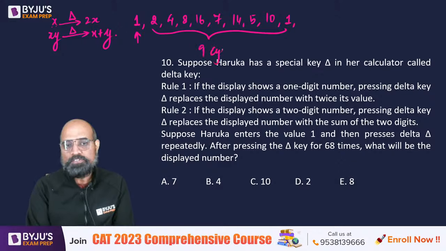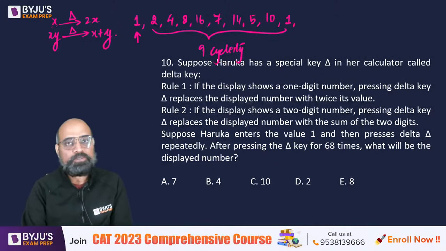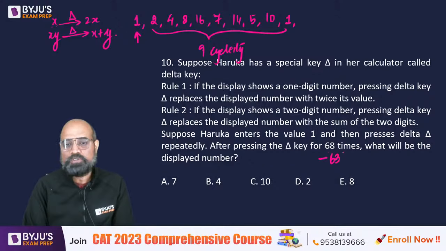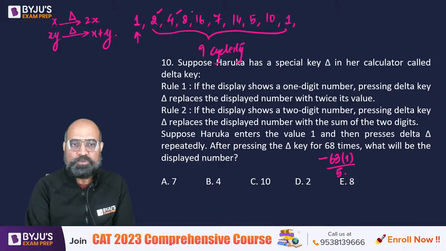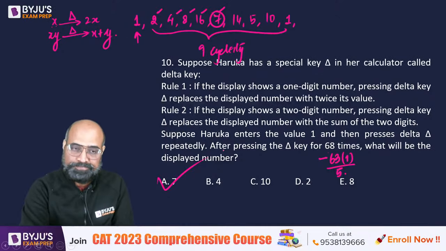This is the cyclicity of 9. So after every 9th pressing, you will come back to 1. So in 68, up to 63, which is in the table of 9, 1 will keep coming. That means we need to press 5 more times. When we press 5 more times, we will end up at 7. So 7 is going to be the answer.